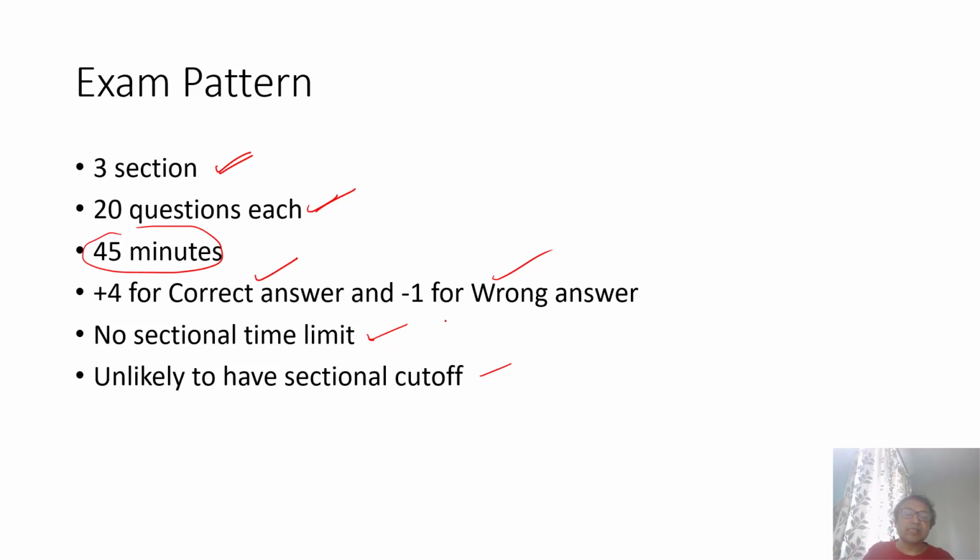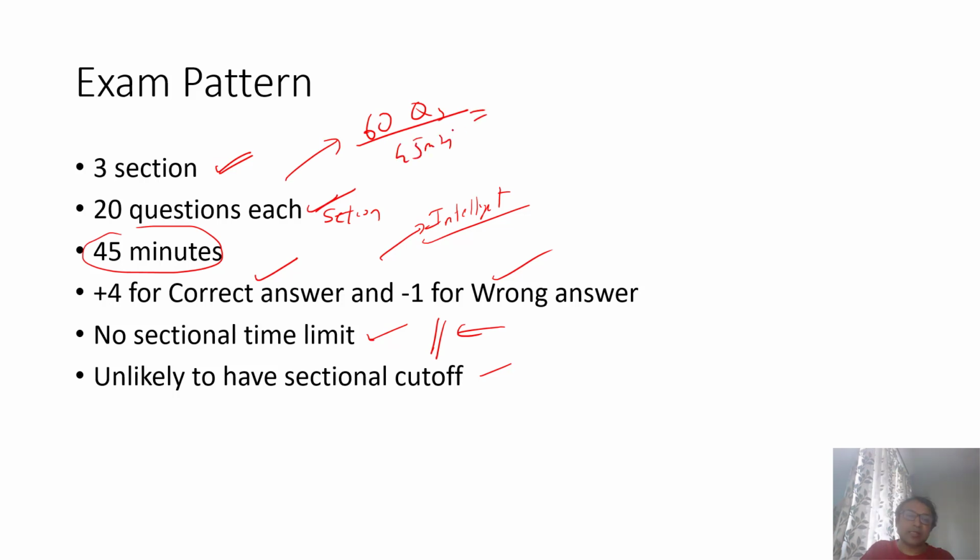So remember this, since there is no sectional time limit, focus more time on areas where you can get more marks and less time on areas with fewer marks, and no blind guessing, but definitely intelligent guessing instead of wasting time. Sometimes if you can make out that this could be the answer, mark and move forward. Remember, it's a speed based test. 20 questions in each section means 60 questions, and 60 questions in 45 minutes, you have hardly 45 seconds per question, so you need to really be fast.